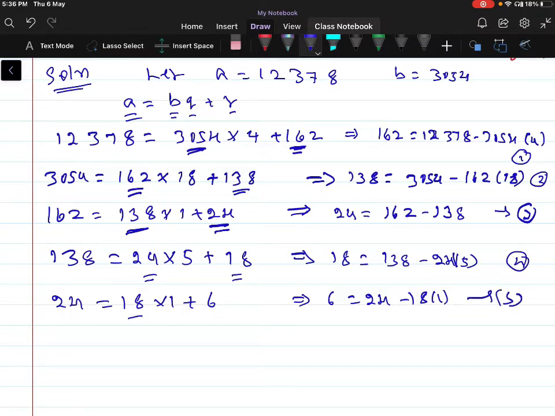So let us apply the algorithm for the integers 18 and 6. So 18 can be written as 6 into 3 plus 0. So therefore 0 is the remainder. So now let us take the last non-zero remainder. The last non-zero remainder is 6.